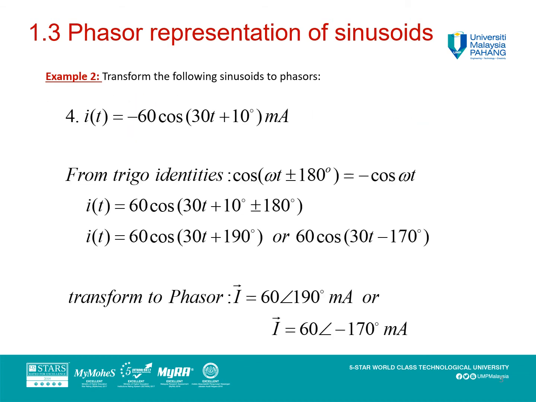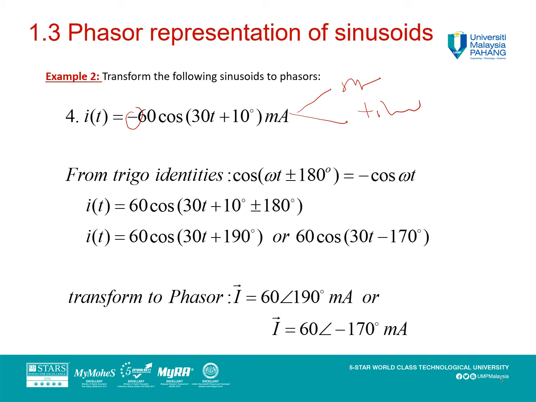Okay, number 4: -60 cos(30t + 10 degrees) in milliamperes. This is an instantaneous equation, or we call it steady state, or time domain. You have three names to represent the sinusoid equation: steady state equation, and also time domain equation. Now, how to convert? The amplitude is negative.